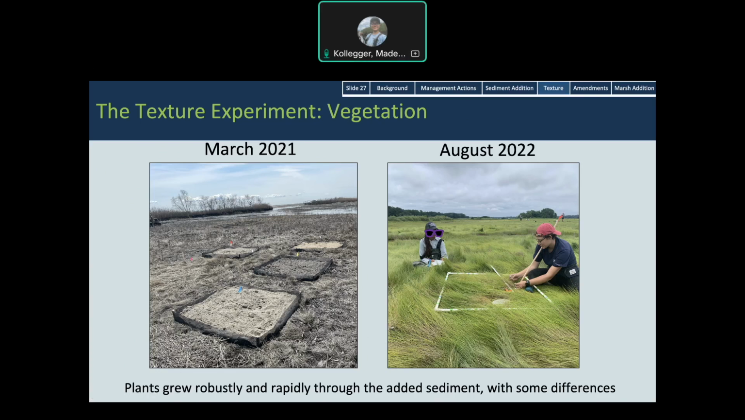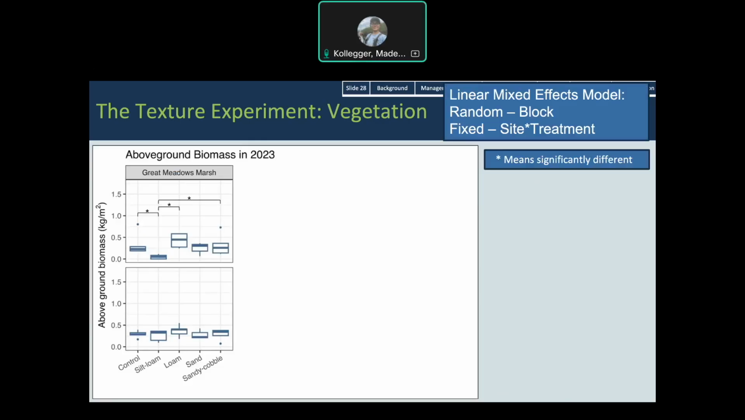So as I said, there were some differences. In this figure, we'll explain those. In this first column, we have our first site, Great Meadows Marsh. Then we'll have Sluice Creek and Bride Brook. In the y-axis is above ground biomass, or the amount of plant life that's in the marsh above the surface of the ground. And along the x-axis is treatment.